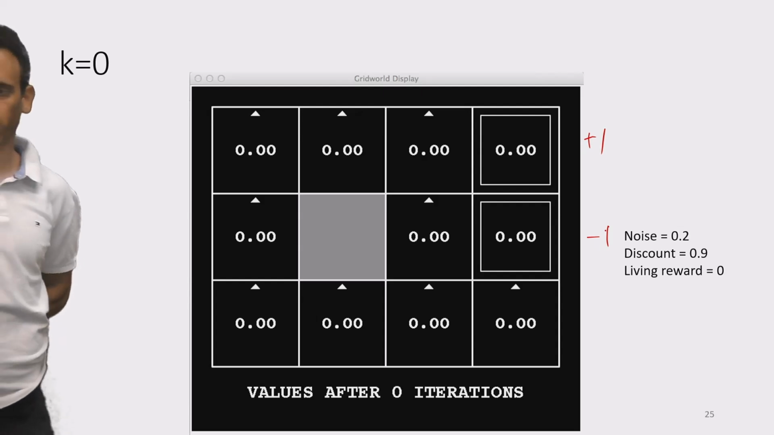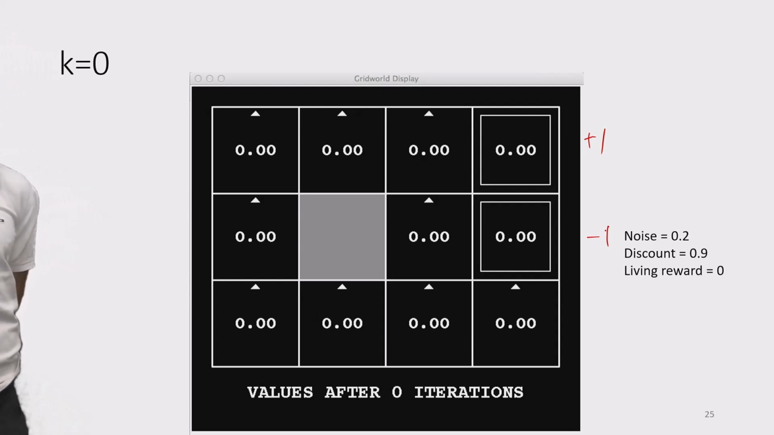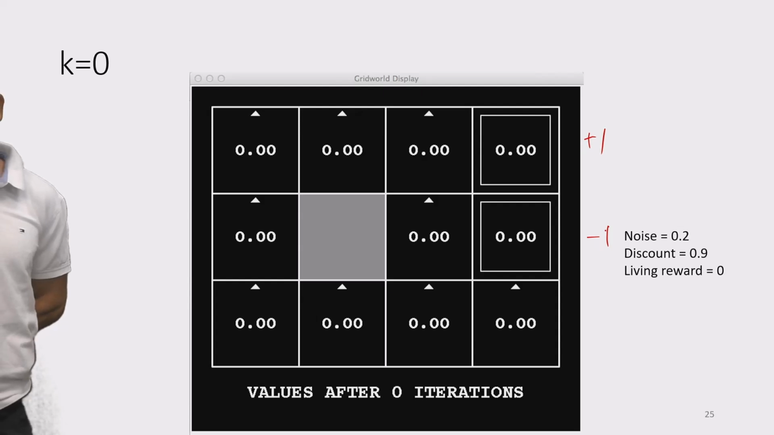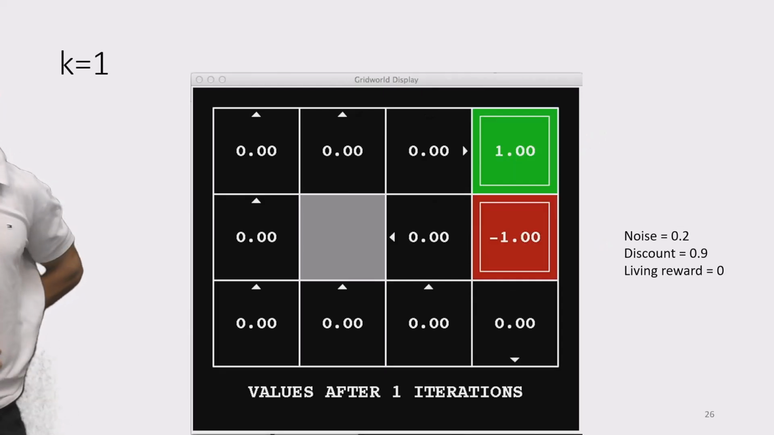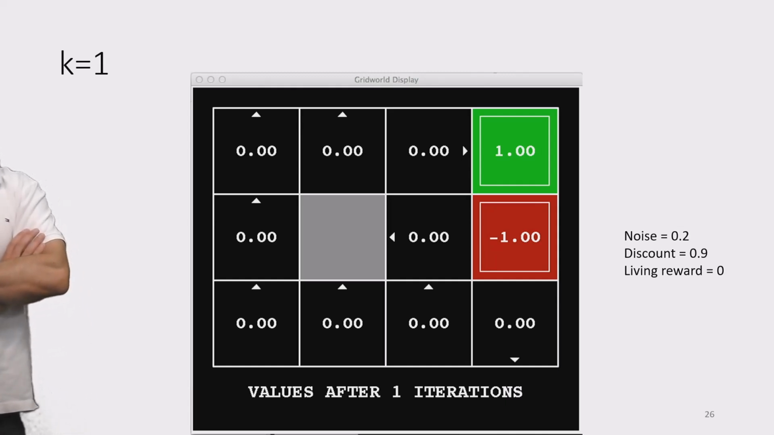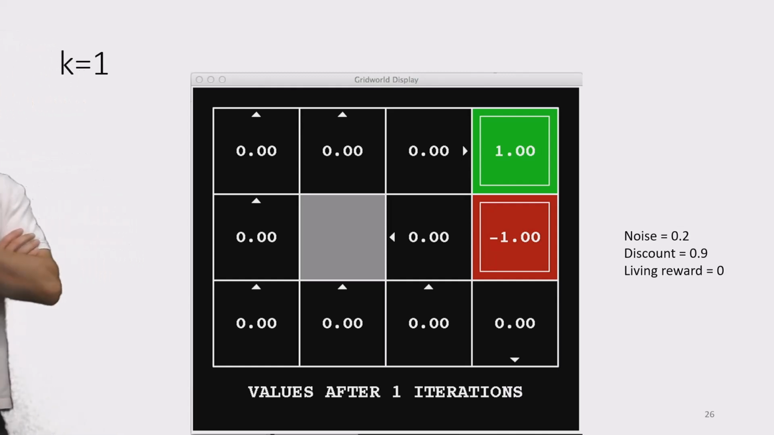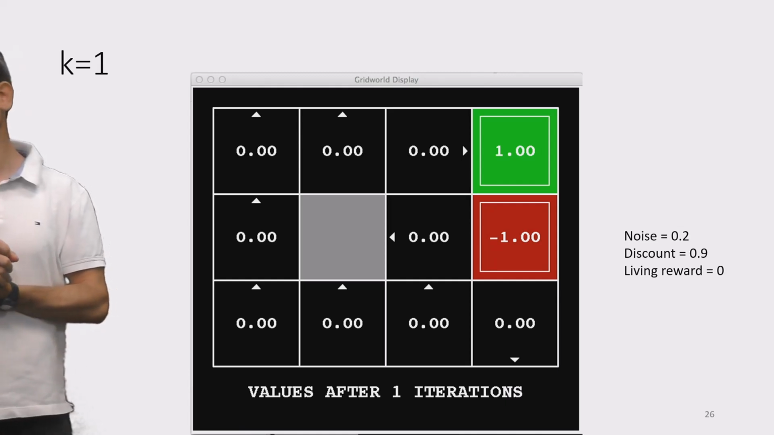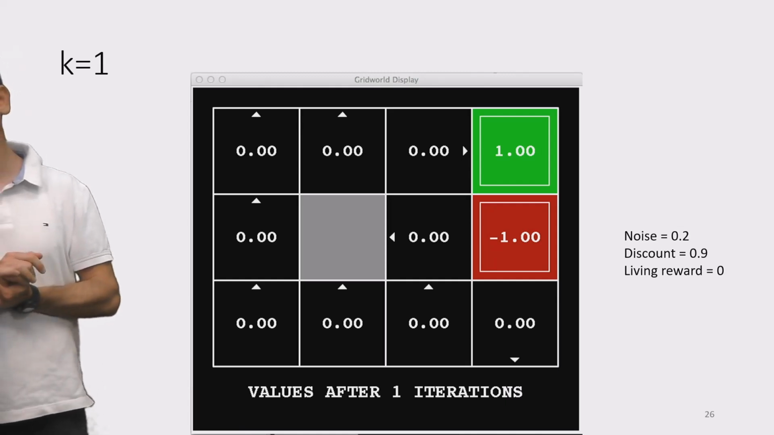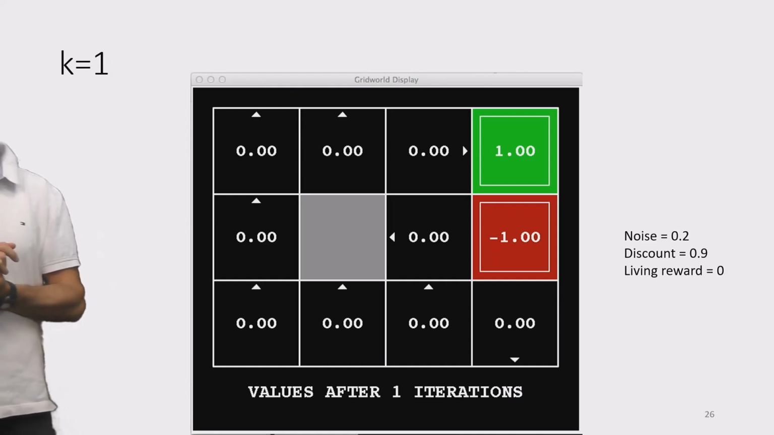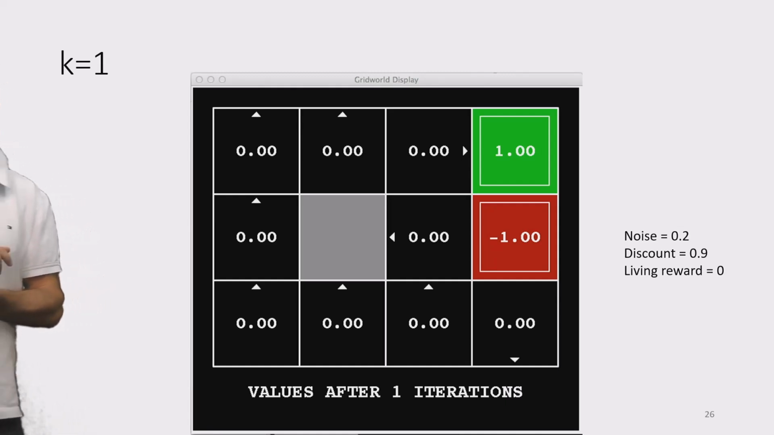So at k equals 1, the first iteration, we just initialize the state values as zeros. Next, we go over our entire state space and update the state value based on a one-step look ahead. Specifically, as we set the leaving reward to be 0, it will just represent the immediate rewards that we observe at the terminal states, right? +1 and -1.